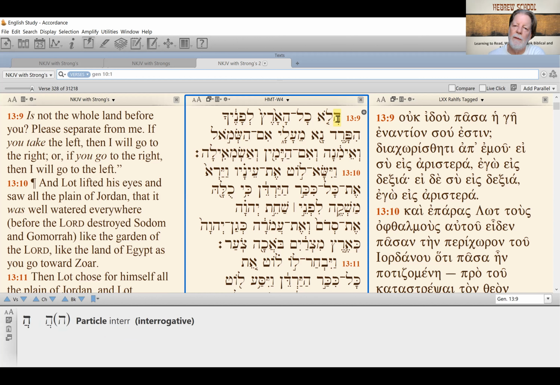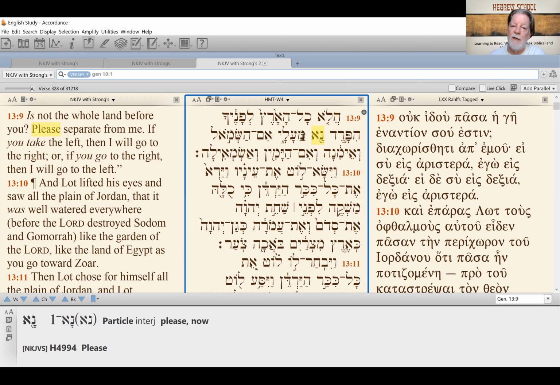So halo, it's called a hey interrogative. It's not a direct object, but it's kind of a question mark in Hebrew. So he's saying, is not all the land before us? And here's where he makes the suggestion, hifred. This is a nifal imperative. So that's the form of a nifal imperative.